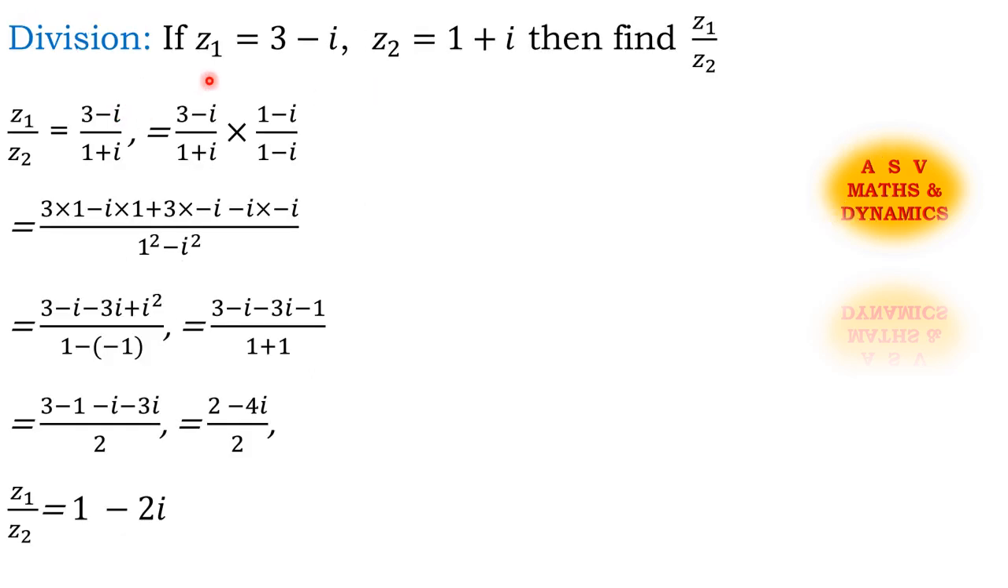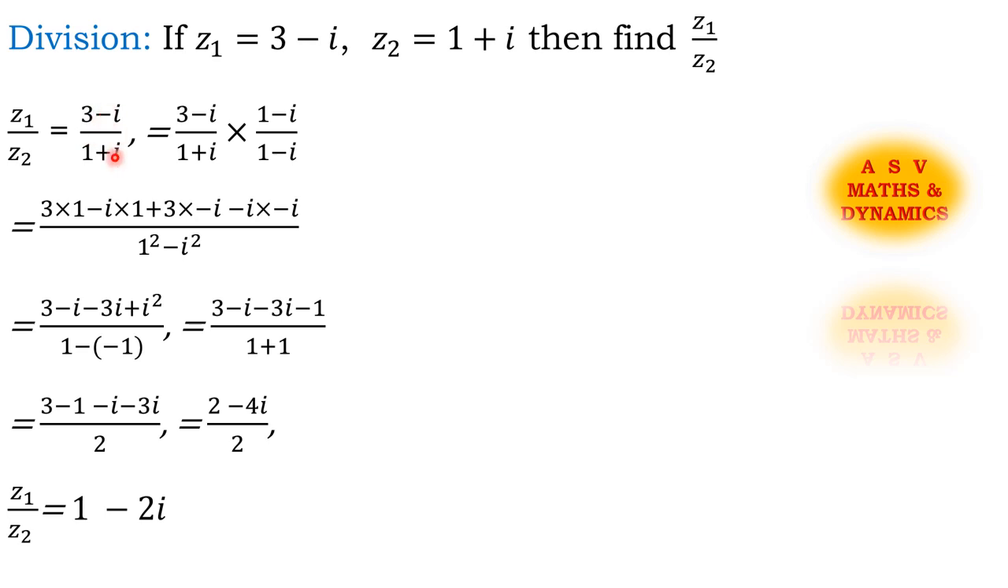How we studied the rational number, the same cases also here. z1 is the number, z2 is the number. We want to find z1 by z2. Suppose if they are asking z2 by z1, then you have to rewrite. But you have to write carefully which one they are asking. So in these cases you listen carefully.